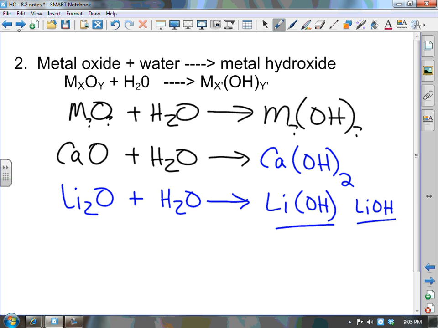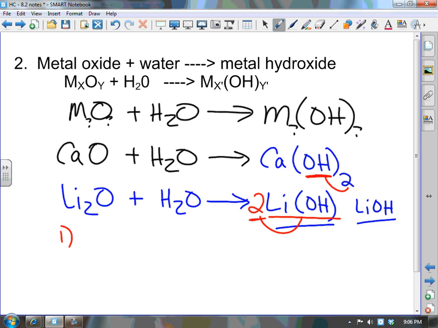Now from here, we still need to balance. I got 2 lithiums on the left, need 2 on the right. Got 2 H's on the left, 2 H's on the right. I got 2 O's on the left, 2 O's on the right. Remember, these coefficients out in front, it's kind of like in a math equation, they distribute everything that comes after it. A subscript within the equation distributes only what's right before it in the parentheses.